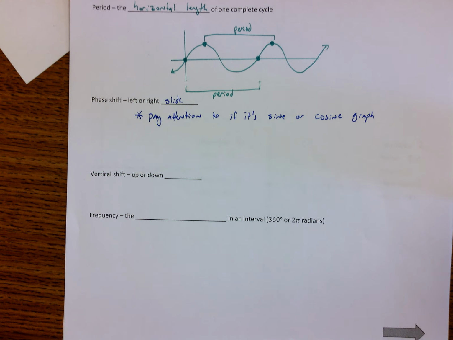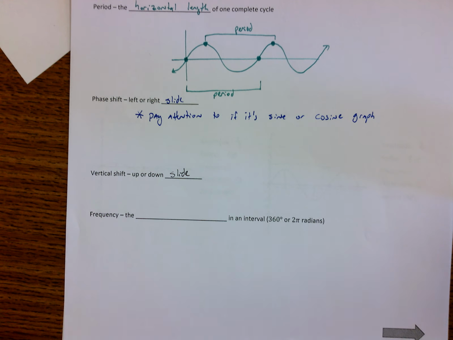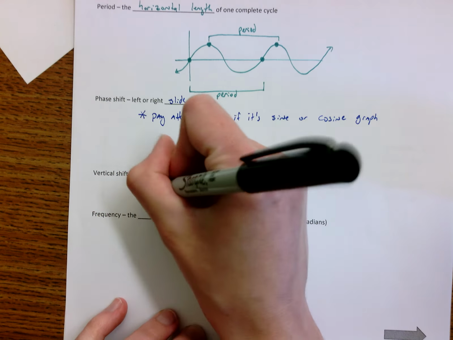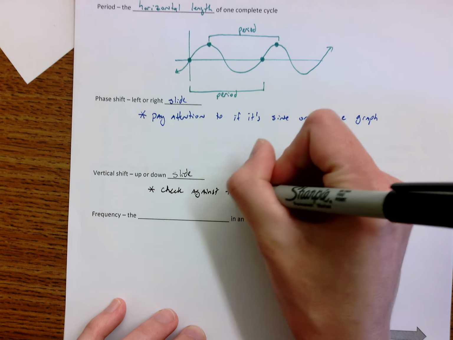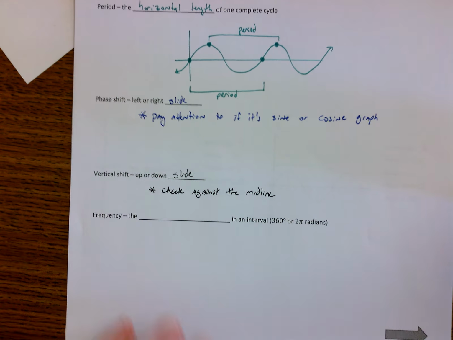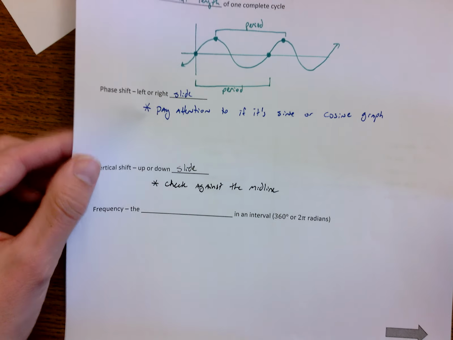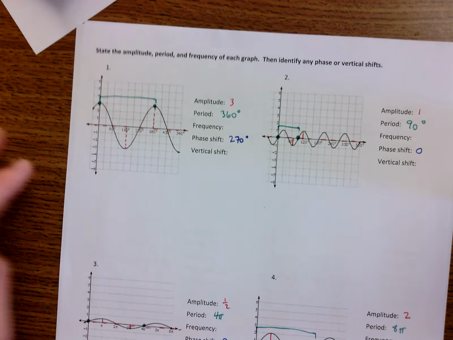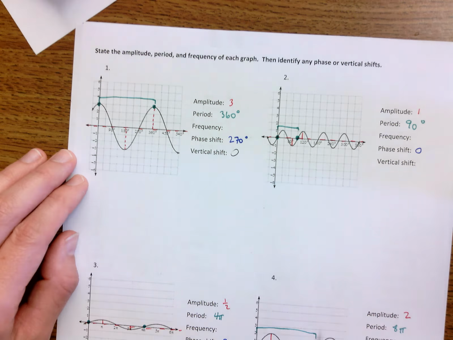All right, so that is a phase shift. That one's pretty easy. Now the next one is a vertical shift, and a vertical shift is equally easy. All that a vertical shift is, is an up or down slide. The shift part tells you it's a slide, and the vertical tells you that you're going up or down. You always just want to check this against the midline. So you look at where your midline is and compare that to where the x-axis is, and that'll give you your vertical shift.